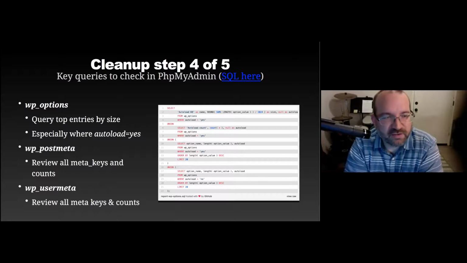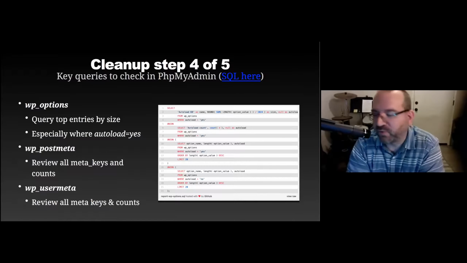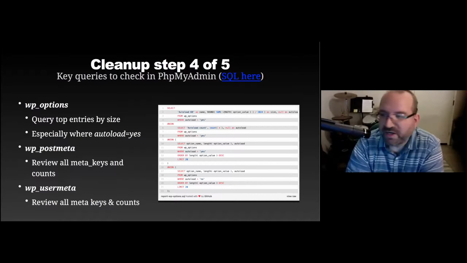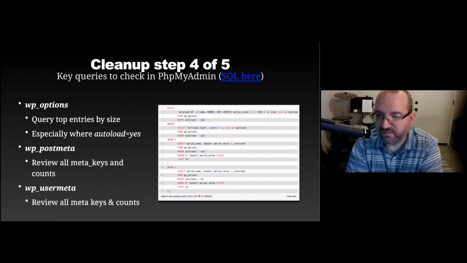So check your WP options table first. A lot of those autoload entries eat up RAM. Remember we talked about that, the 80 megabyte or 200 megabyte footprint just for your site to boot up into RAM.